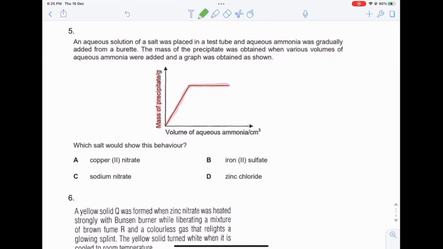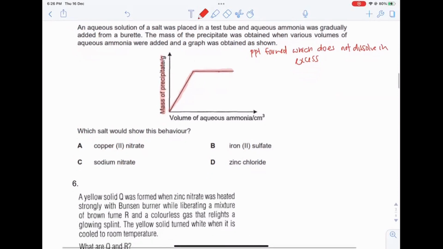So what does this tell us? It tells us that there'll be precipitate formed, which does not dissolve in excess, right? Because if it dissolves in excess, then the precipitate will start to decrease, right? Whenever I add in excess, it will start to drop because it dissolved in excess, so there's no more precipitate. But in this case, it didn't. So the precipitate that is formed does not dissolve in excess. So I added aqueous ammonia. So what am I focusing on? The cations. Sodium is always soluble, so it will not even form a precipitate. So C is out.